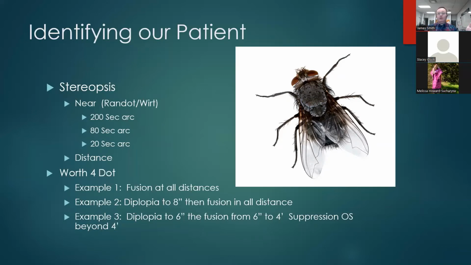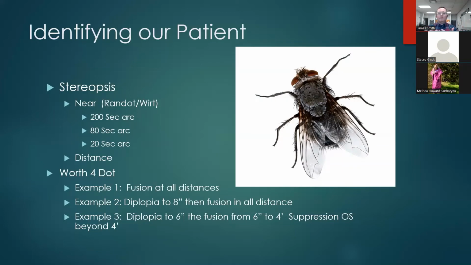80 seconds of arc, okay, they're getting better, but it's still not fine-tuned. A lot of CIs are going to be in this range, or you may have somebody that has 20 seconds of arc. That's perfect stereopsis, okay? So knowing that gives me an idea of how their binocular system works together before I even meet the patient. I also look to see what their distance stereo is, okay?